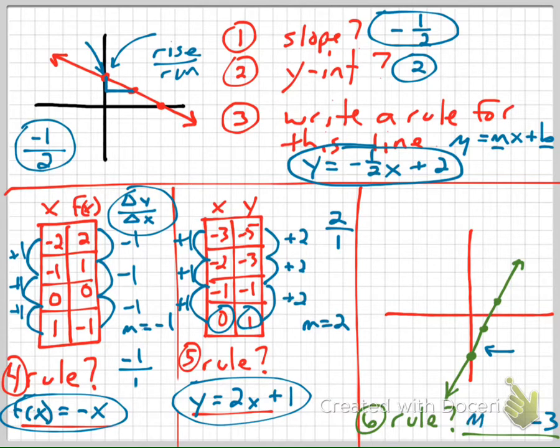And it's going to end up being y equals, what's the slope? Well, it goes up 2 over 1. That makes a 2 over 1 slope, which is a 2. So 2x minus 3. Y equals 2x minus 3. That's the rule. Make sense? All right.